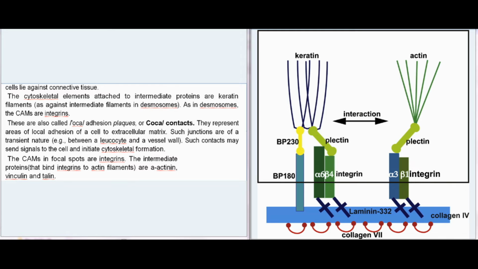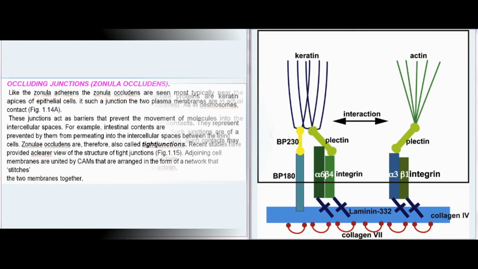These are also called adhesion plaques, or focal contacts. They represent areas of local adhesion of a cell to extracellular matrix. Such junctions are of a transient nature, for example between a leukocyte and a vessel wall. Such contacts may send signals to the cell and initiate cytoskeletal formation. The CAMs in focal spots are integrins. The intermediate proteins that bind integrins to actin filaments are actinin, vinculin, and talin.